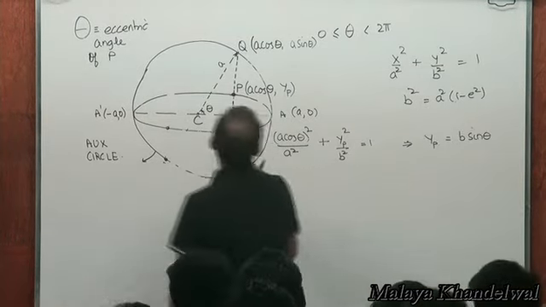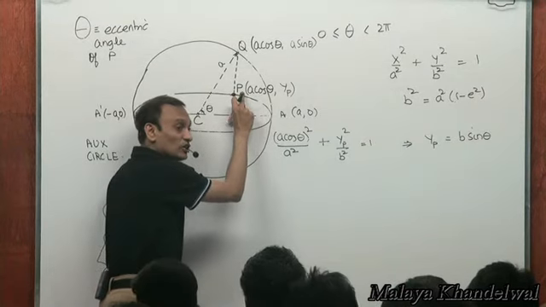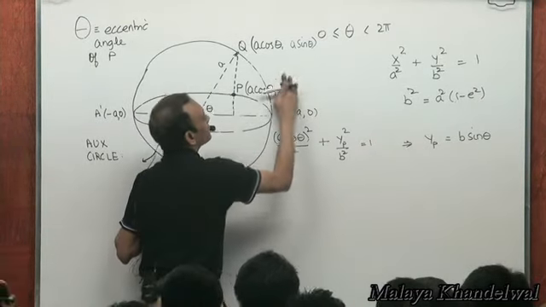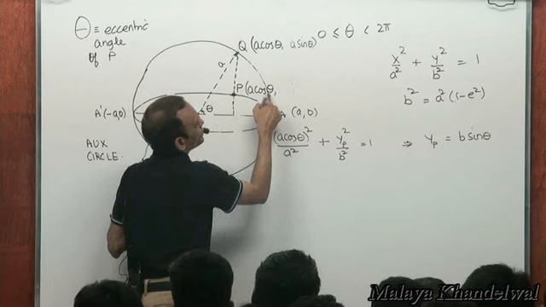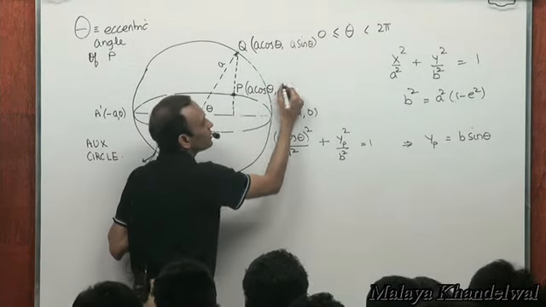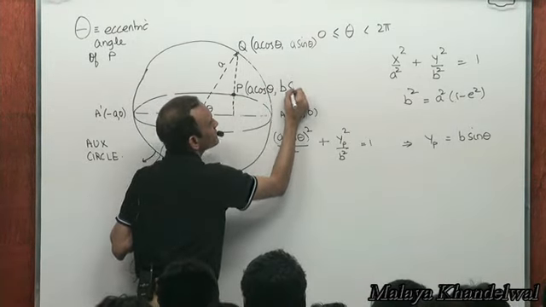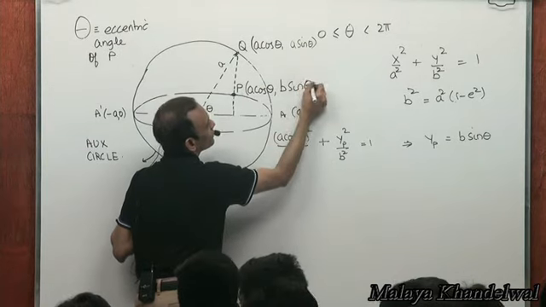Right? So, if theta is the eccentric angle of this point P, then the x coordinate of that point would be a cos theta, and the y coordinate of that point would be b sin theta.